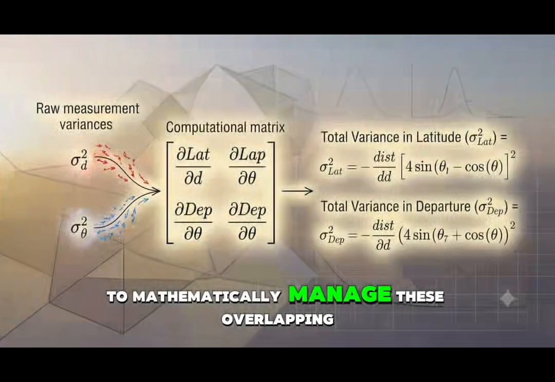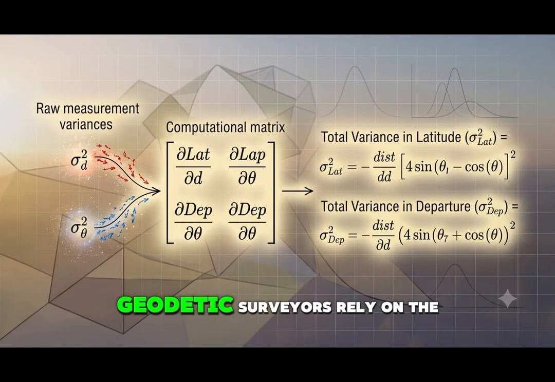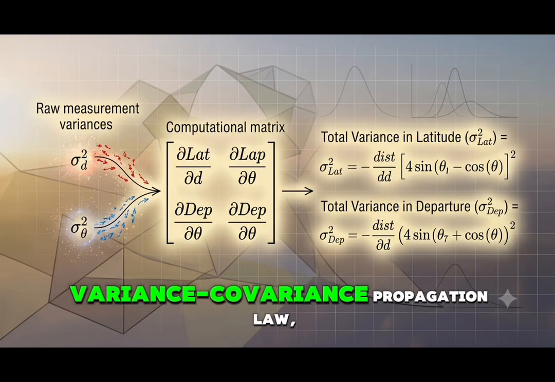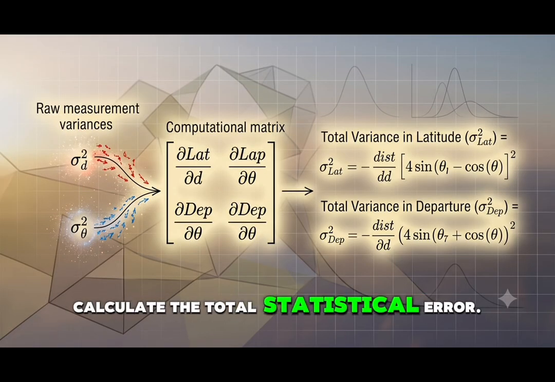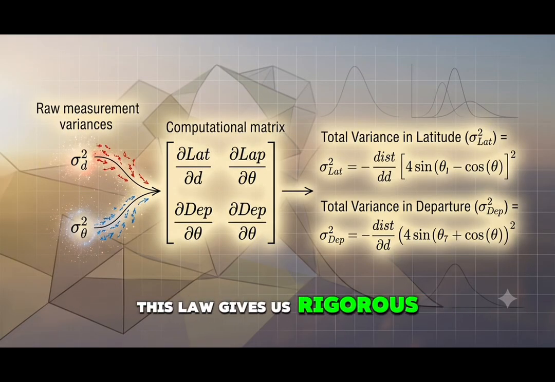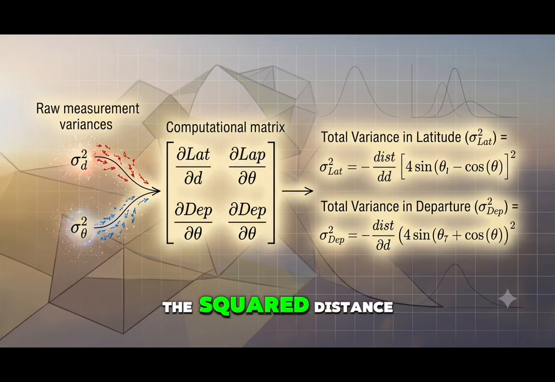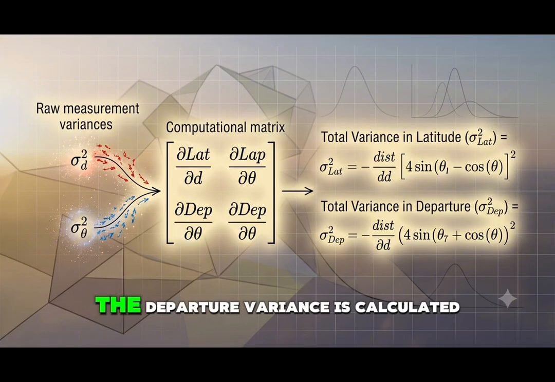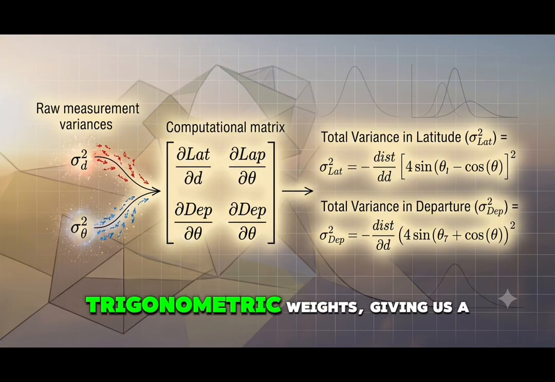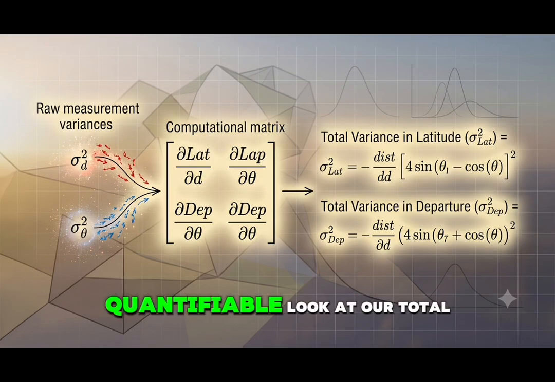To mathematically manage these overlapping vulnerabilities, geodetic surveyors rely on the variance-covariance propagation law, which uses partial derivatives to calculate the total statistical error. This law gives us rigorous formulas showing that the total variance in latitude is the sum of the squared distance error scaled by the cosine plus the squared angular error scaled by the distance and the sine. The departure variance is calculated using the inverse combination of those same trigonometric weights, giving us a precise, quantifiable look at our total spatial uncertainty.